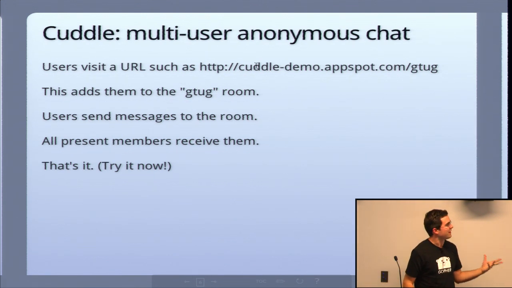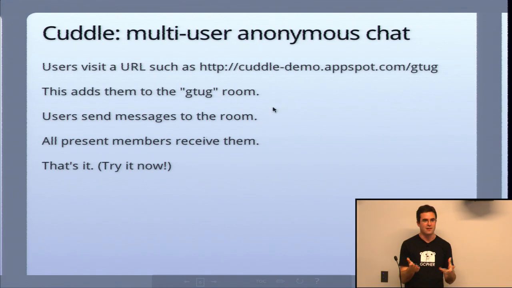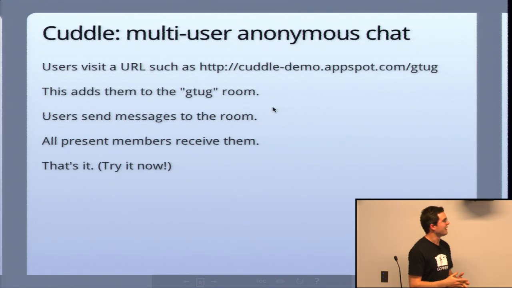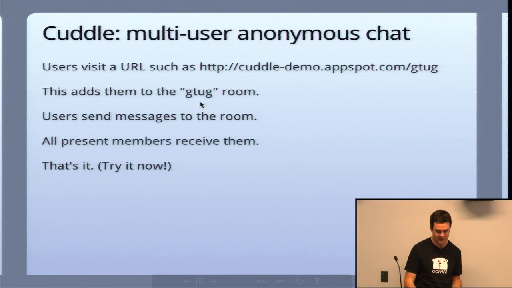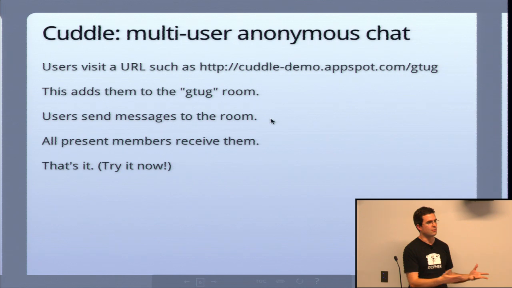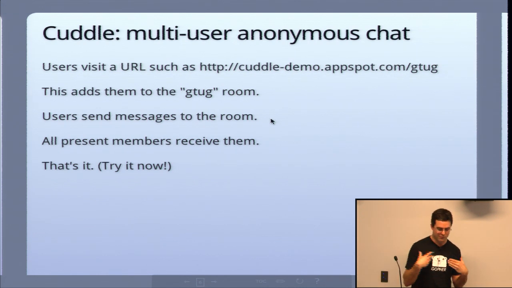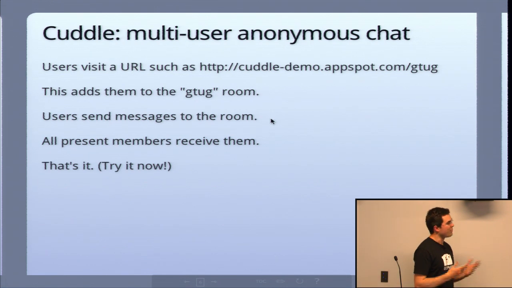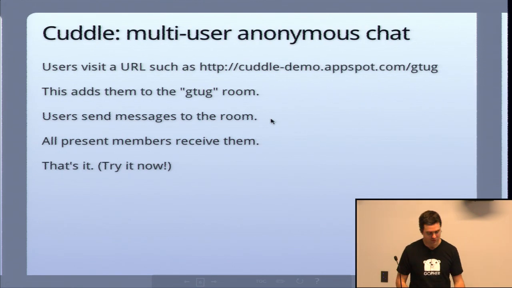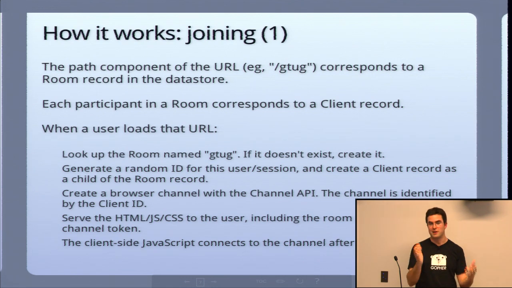But the mechanics of this are that when somebody visits a URL, Cuddle/something, it adds them to a room named something. So in this case, GTUG. And then users can send messages to the room, and then the service rebroadcasts messages to all the members currently present in that Cuddle. There's no persistent storage of messages. They're purely ethereal. So there's no backlog, and there's no way to identify who has said what, which is fine for a demo app. And maybe it would become some kind of viral thing.